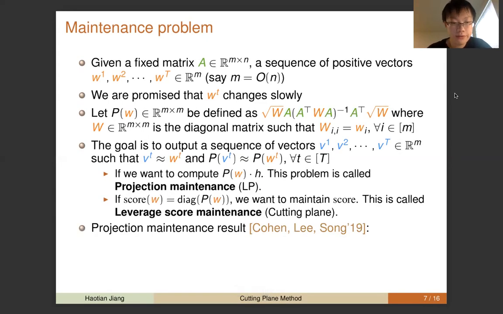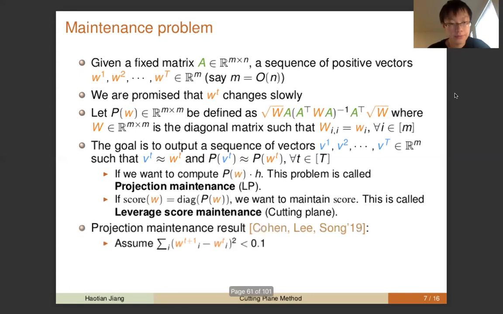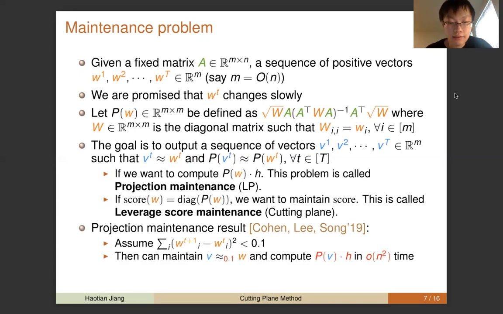So let's briefly recall the recent result of Cohen, Lee, and Song on projection maintenance. In their case, the vector w changes slowly, meaning that w_{t+1} minus w_t has L2 norm at most a small constant. Under that assumption, they can maintain a vector v, which is a 1 plus or minus 0.1 approximation to w coordinate-wise, and they can obtain a data structure that, when queried with a vector h, outputs P_v times h in little o of n squared time.